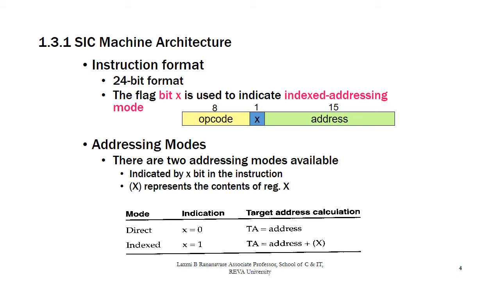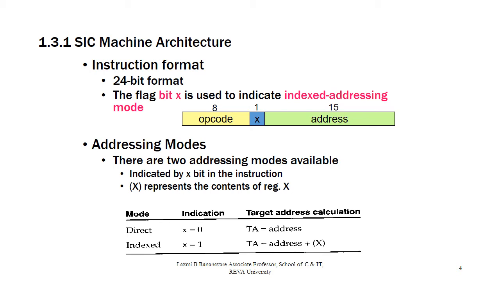So let us see this instruction format. This has 3 parts: opcode part, X, and address. The first part, the opcode, is also called operation code, which indicates what type of operation is to be performed by this instruction.